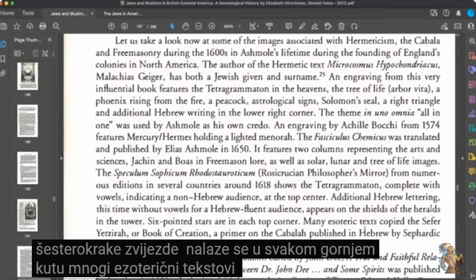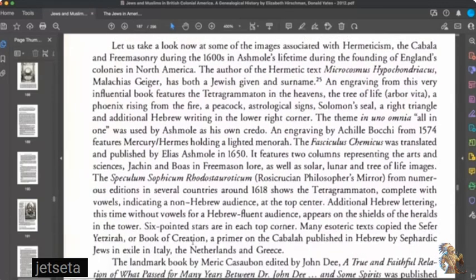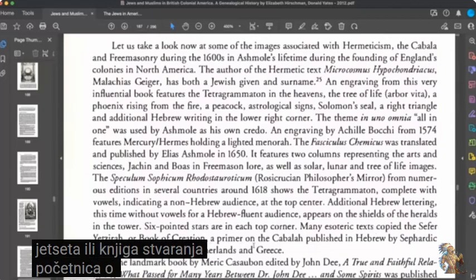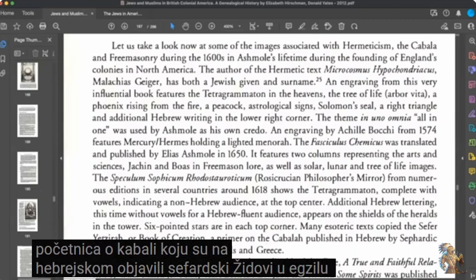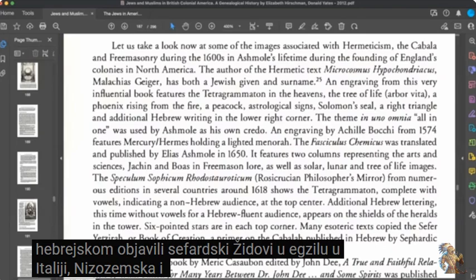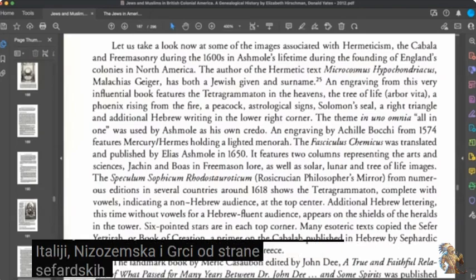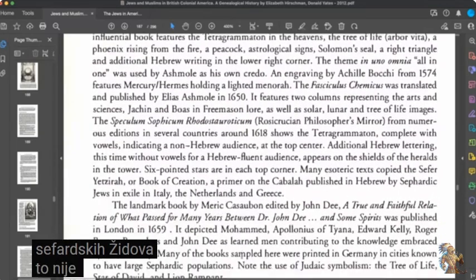Many esoteric texts copied the Sefer Yetzirah, or Book of Creation, a primer on the Kabbalah published in Hebrew by Sephardic Jews in exile in Italy, the Netherlands, and Greece. By Sephardic Jews. It's not the white man.